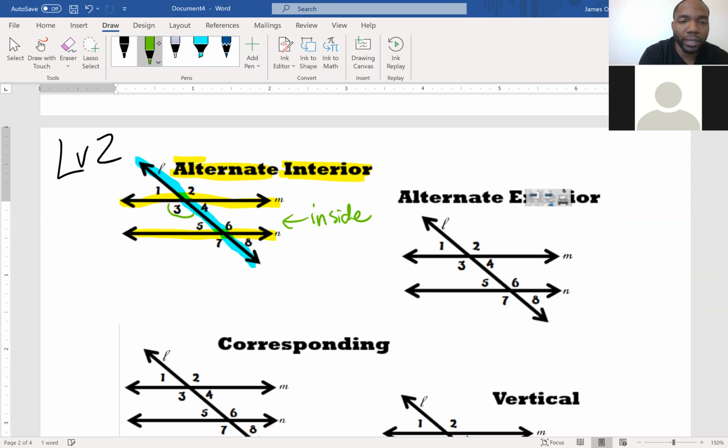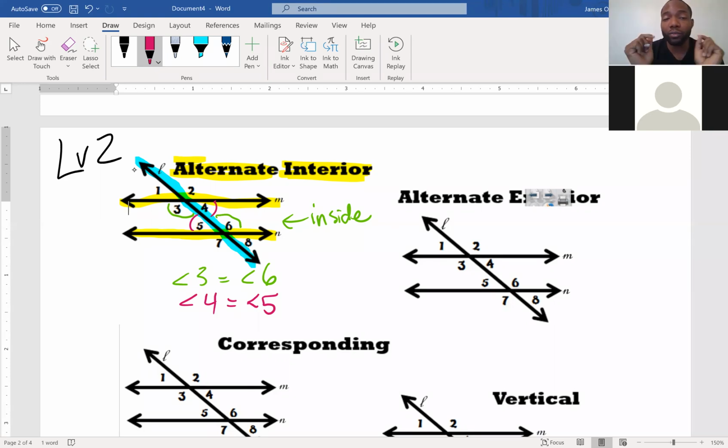So angles 3 and 6 are alternate interior angles. And 4 and 5 are alternate interior because they switch inside the parallel lines. Switch inside, switch inside. And we know that's level two. Level two calls them alternate interior angles. So if you're talking about angles that switch inside, you're talking about alternate interior angles.